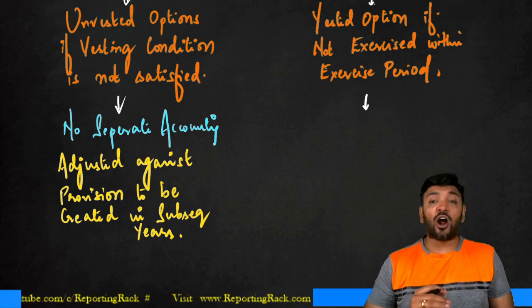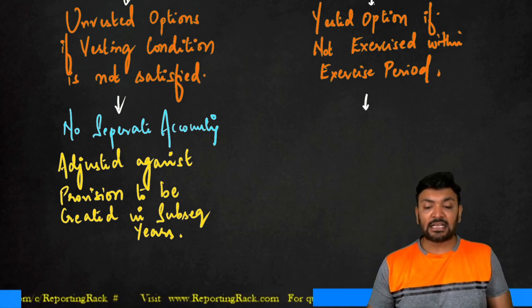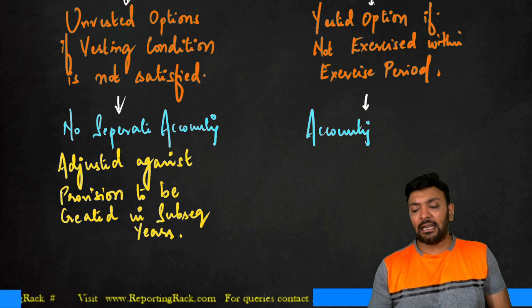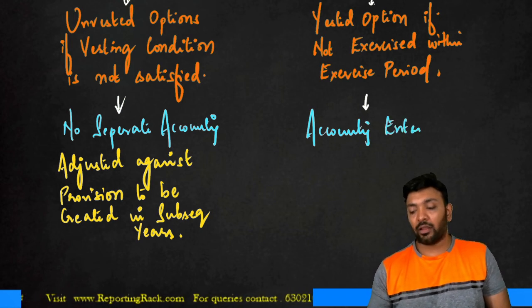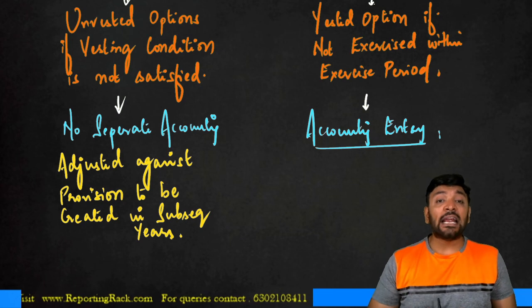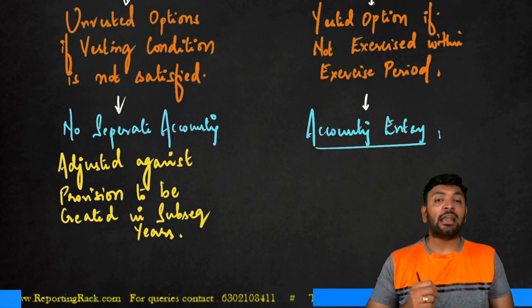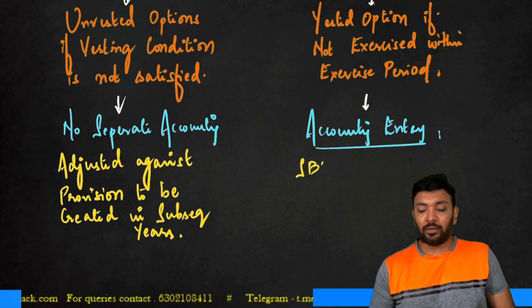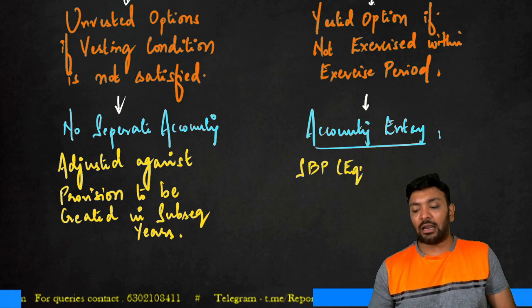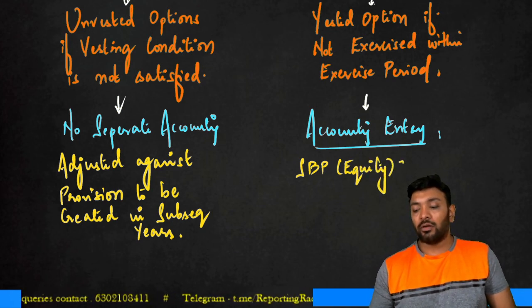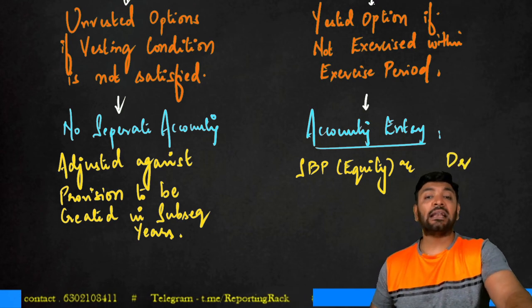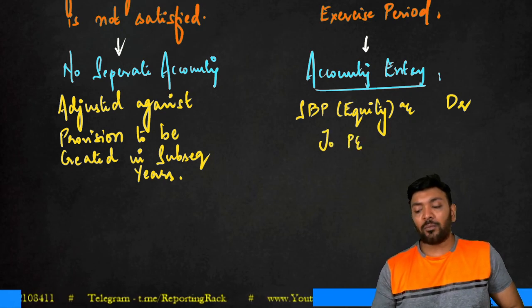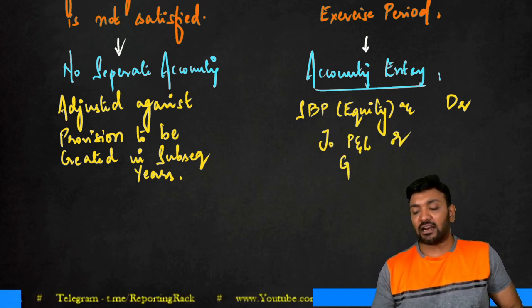When the vested options are not exercised within the exercise period, in such cases, the accounting entry to be recognized is this. I've already created a provision in the form of share based payments equity. I don't need it now. So share based payment equity account debit. I don't need that amount anymore. Earlier when I created this provision, I created it through P&L. So either I'll give it back to P&L or you can give it back to general reserve.